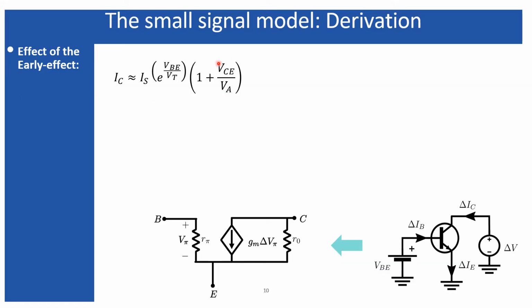Previously we have seen the dependencies of IC on VBE and VCE through this equation, and we obtained our last model in my earlier slide, this one, where I have included this R naught only, and that is due to the early effect appearing on the output side, the collector to emitter side. Next, I'm going to investigate the effect of the early effect on the input side.